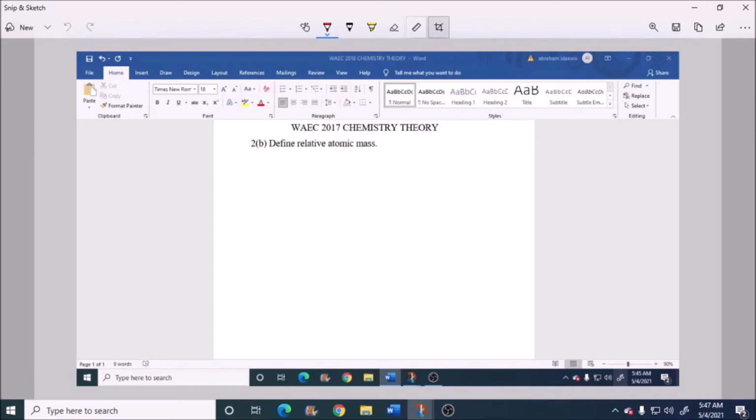Then we can still have the relative atomic mass defined this way: the average mass of one atom of an element on a scale in which one atom of carbon 12 weighs 12 AMU. So we define the relative atomic mass as that. Then don't forget that the symbol is Ar.